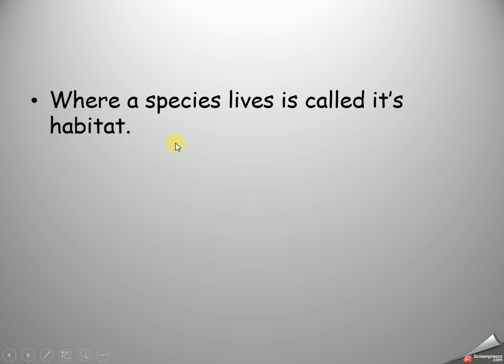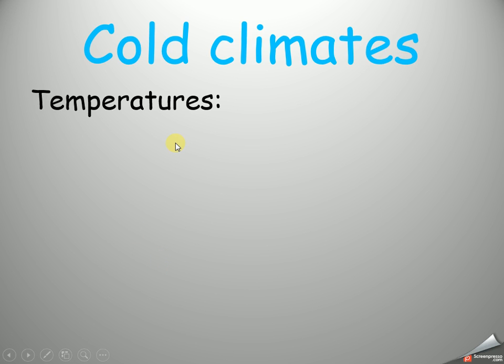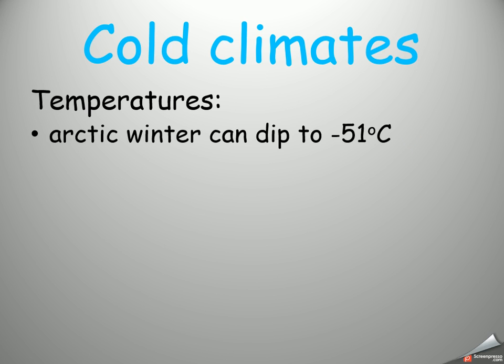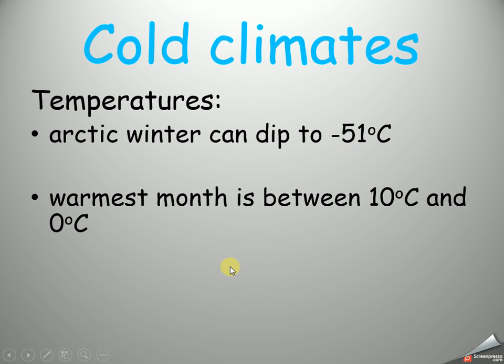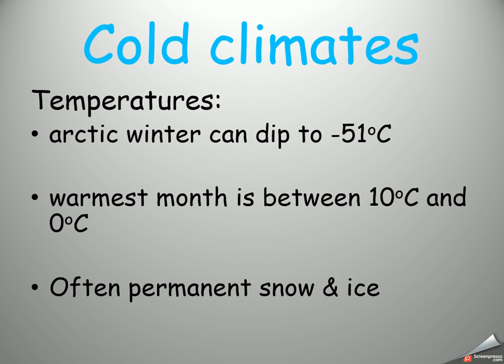Where a species lives is called its habitat. That's just a random fact. But cold climates: you have to know about how animals are adapted to live under really, really cold conditions. It gets very cold, so minus 51 degrees, and so this looks at how animals are adapted to live in these really, really cold conditions.